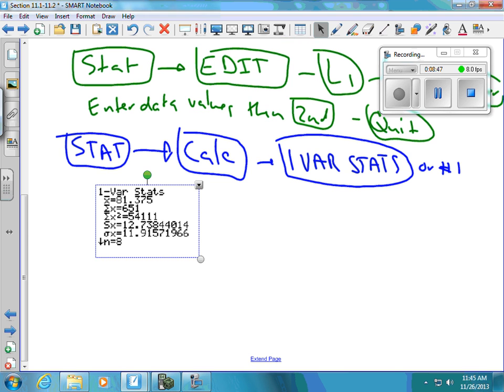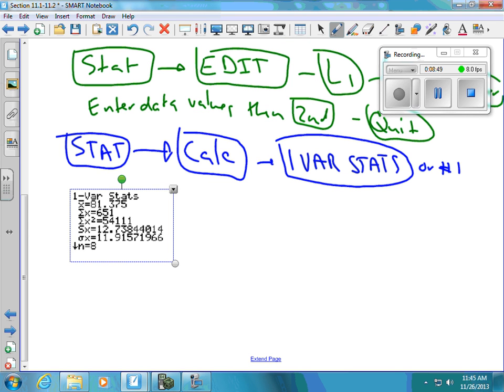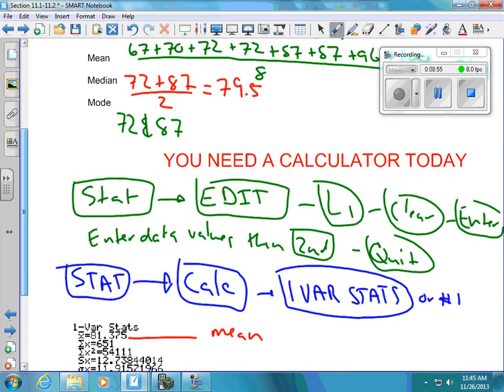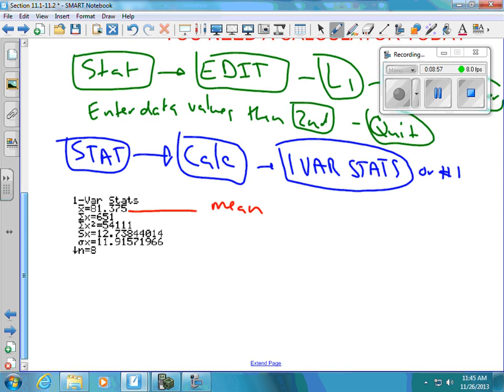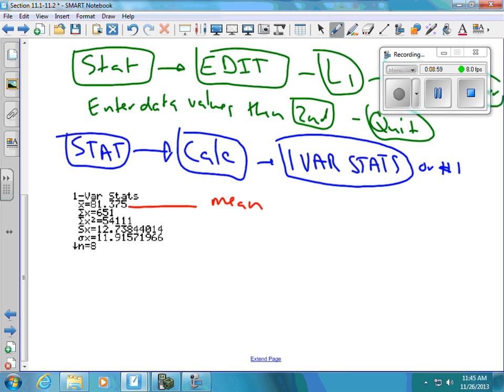If you look, it gives us x-bar. x-bar, that's the mean. 81.375. Remember I told you, and you guys did it on a calculator, 81.4. I just rounded it differently. This is the sum of all the numbers. We don't need it. This is the sum of all the numbers squared. That's what that summation notation means.